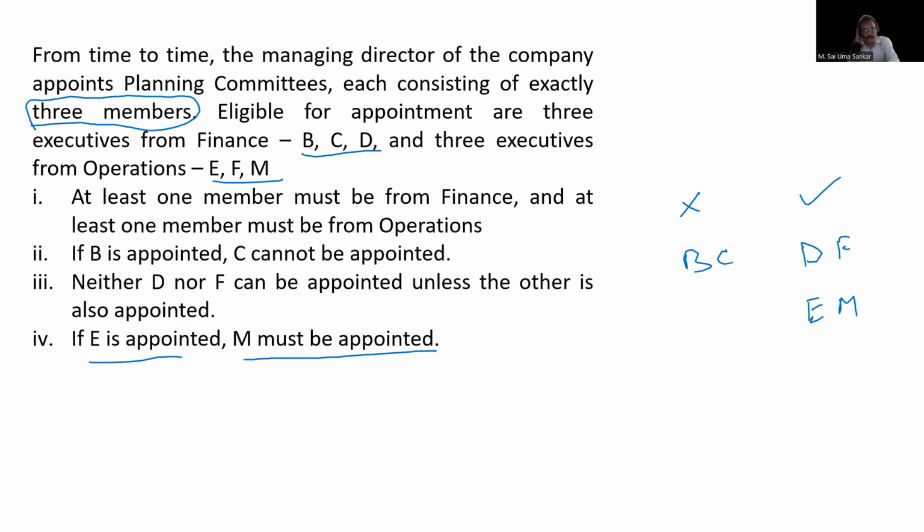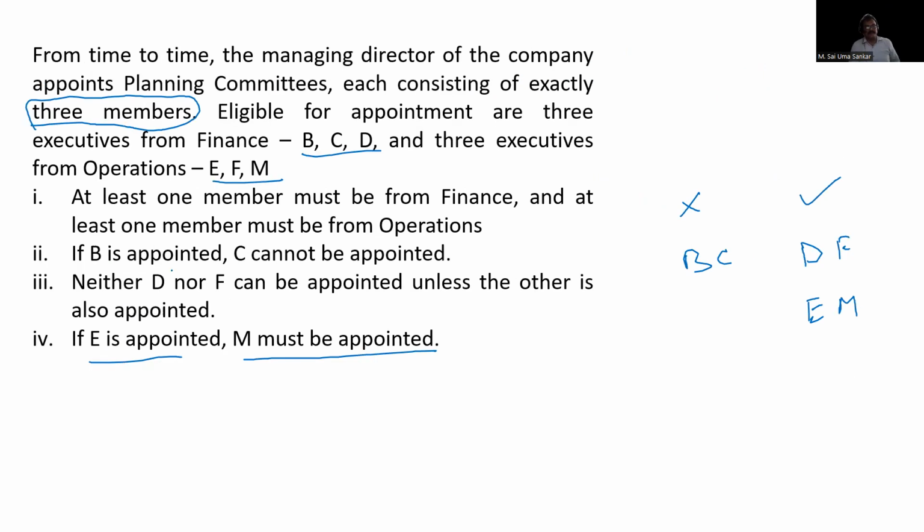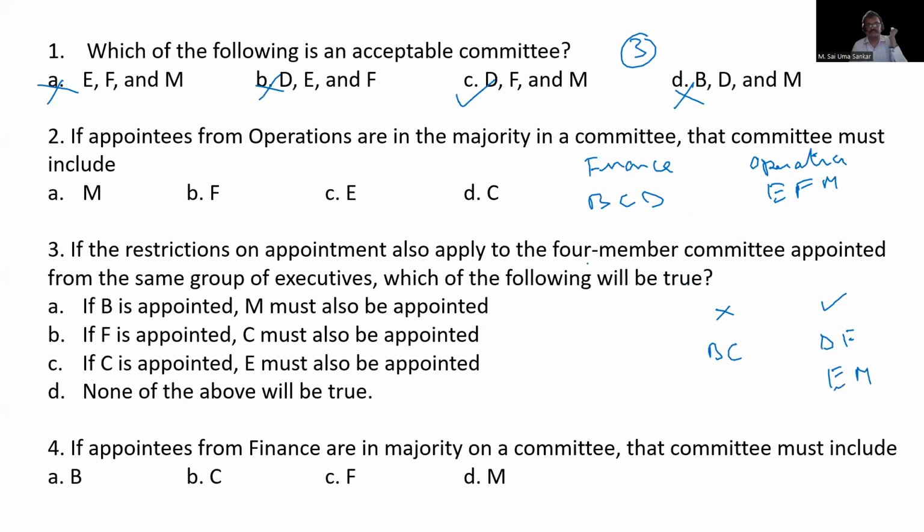Okay, if E is appointed, then M must be appointed. If E is not appointed, M doesn't matter to us. Okay, now what happened? If D is there, F must be there, and M. So this is valid. What about BDM? It's not valid. Why is BDM not valid? If D is there, F must be there. That is, neither D nor F can be appointed unless the other is also appointed. So here, this is not valid. Okay, so what is the answer? Option D, FM, which is the required answer.